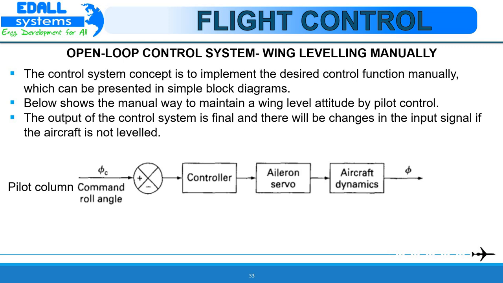But the disadvantage of this open loop is that the output of the control system is final and there will be no change in the input signal if the aircraft is not leveled. Again, the pilot has to adjust the pilot column to make the aircraft level. It is not an automatic process. It has to be done manually.